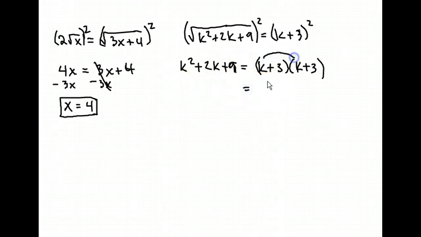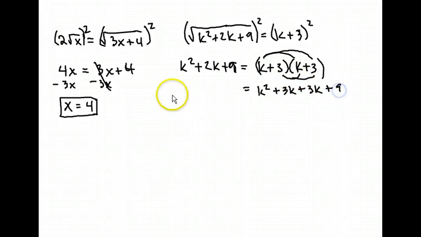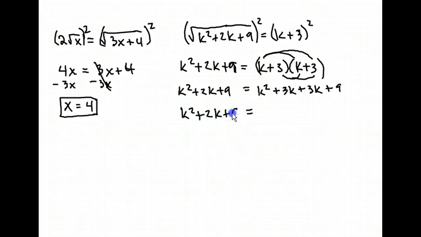So we have k times k, which will give us k squared, then k times 3, which will give us a 3k, and then we take this 3 times k, which gives us another 3k, and then 3 times 3, which gives us a 9. So the left side is still k squared plus 2k plus 9, so I'll just rewrite it here. And on the right side, these are like terms, so we end up having k squared plus 6k plus 9.